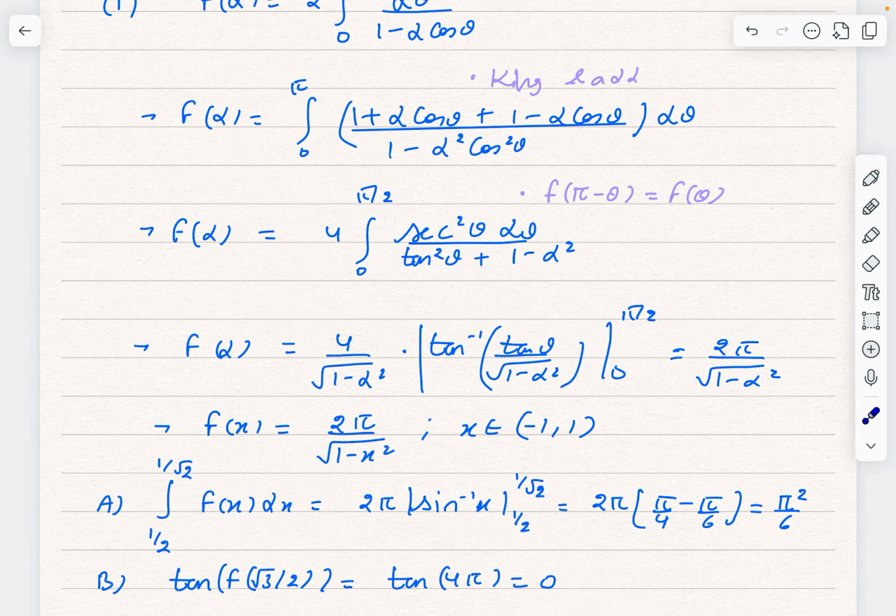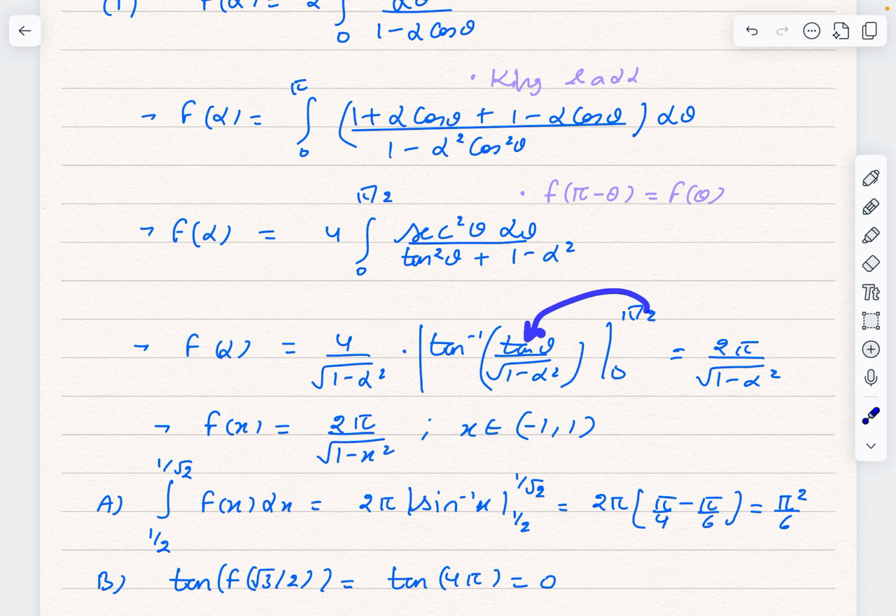Now we can just use the formula: if you put tan theta as t, it will directly become dt by t square plus 1 minus alpha square. So we can write this as root of 1 minus alpha square. That formula is there, dt by t square plus a square gives 1 by a tan inverse of t by a. So you get 1 by square root of 1 minus alpha square, tan inverse of tan theta by square root of 1 minus alpha square, 0 to pi by 2 are the limits.